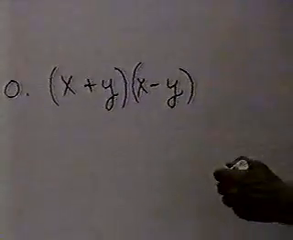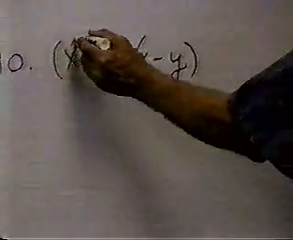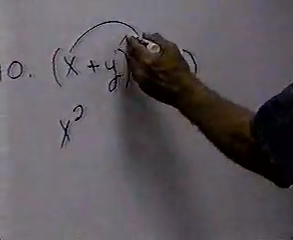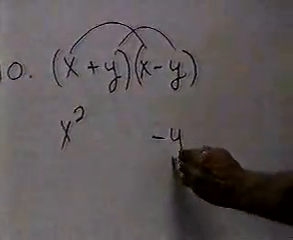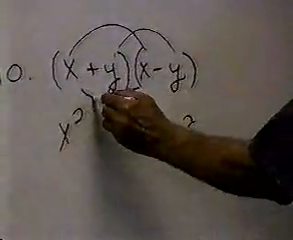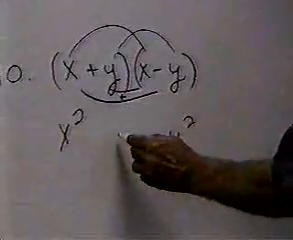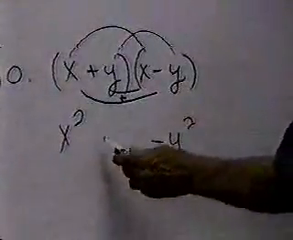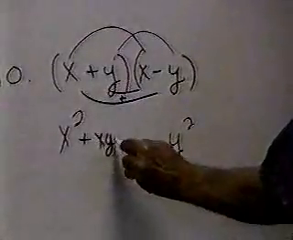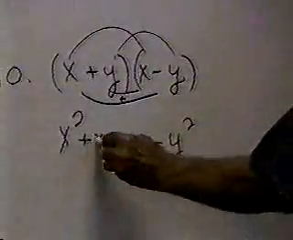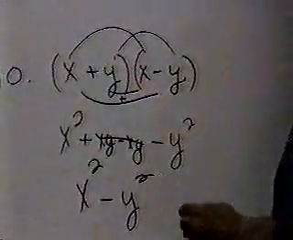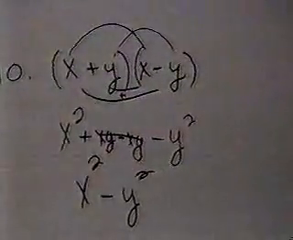Number 10, FOIL method. First times the first, x squared. Last times the last, minus y squared. Inside plus the outside is 0. They drop out. I'll just go ahead and write it down. You get a plus xy and a minus xy. These add up to 0. Final answer is x squared minus y squared.